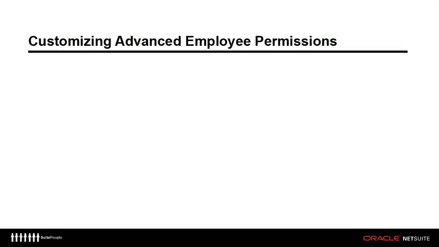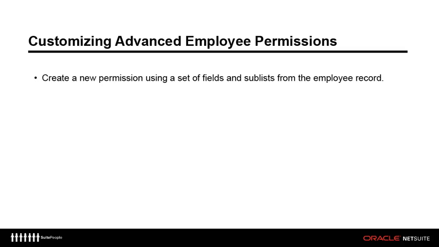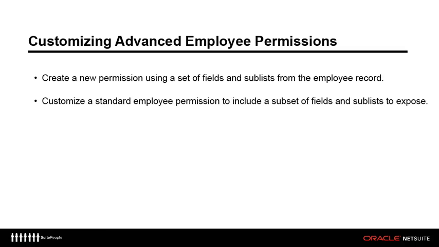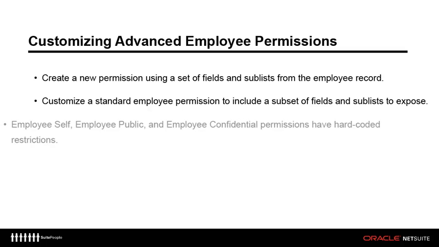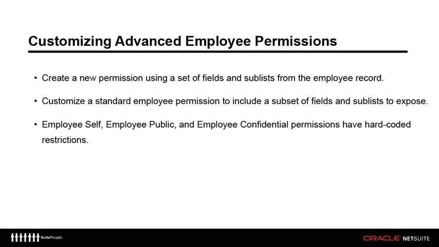Let's do a quick recap of what we just went through. When creating custom advanced employee permissions, you can either create a new permission using a set of fields and sublists from the employee record, or a standard employee permission can be customized to include a subset of the fields and sublists they expose. When customizing a standard employee permission, keep in mind that the employee self, employee public, and employee confidential permissions have hard-coded restrictions that cannot be modified.